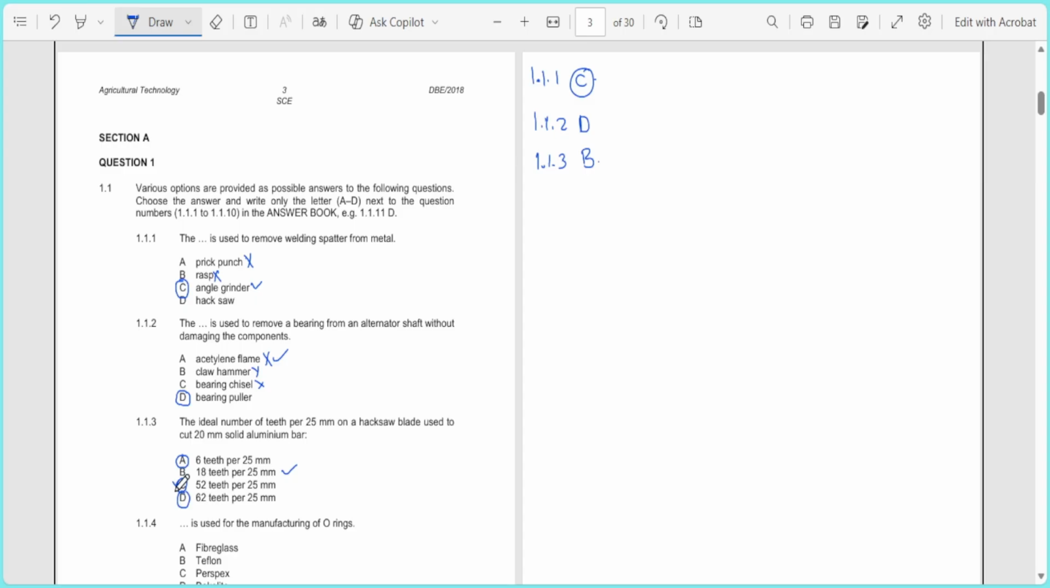Completely unsuitable for soft materials, right? So this is out. This is out. This is also out. This is out. This is too small, right? This is too small. So we're going to go for B.